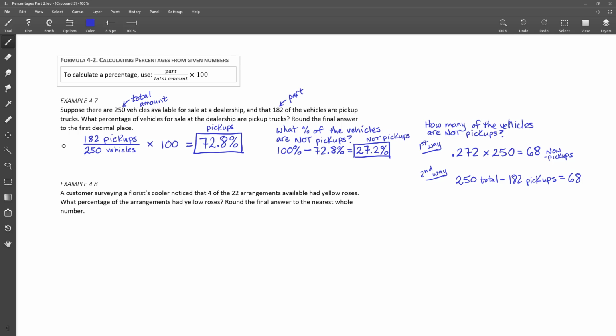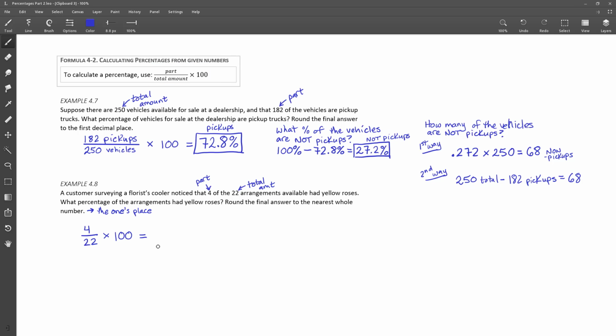Okay, so the nearest whole number means the ones place, because a whole number is one that doesn't have any non-zero digits after the decimal point. So here 22 is the total amount, and 4 is the part that we're interested in. That's the number of arrangements that have the yellow roses, and we're asked what percentage of the arrangements had yellow roses. So that's going to be 4 divided by 22. That's the part divided by the total amount times 100.